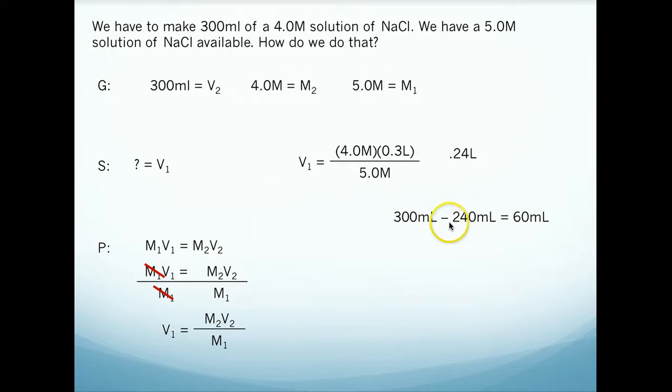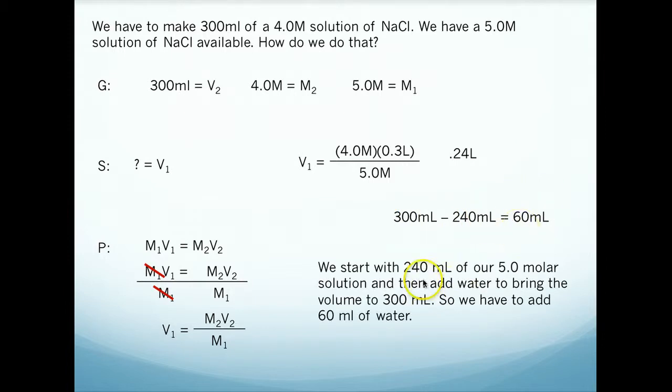Well, we subtract that and we see the difference is 60 milliliters. So we have to start with the 240 milliliters of our 5 molar solution, and then we're going to add water to bring the volume up to 300 because that's our ending volume. Now, as we add the 60 milliliters of water, this 5 molar solution is being diluted down to a 4 molar solution. So we have to add 60 milliliters of water to dilute it enough to be a 4 molar solution.